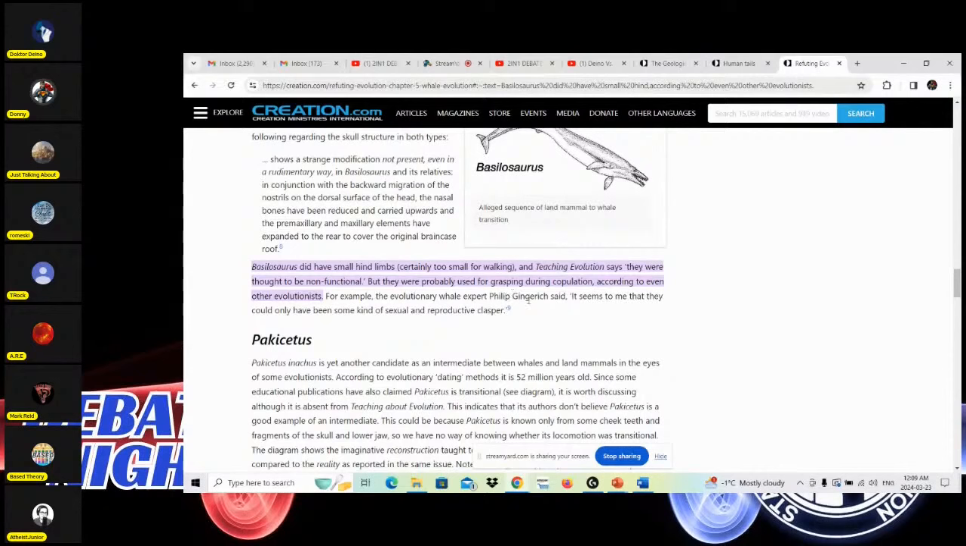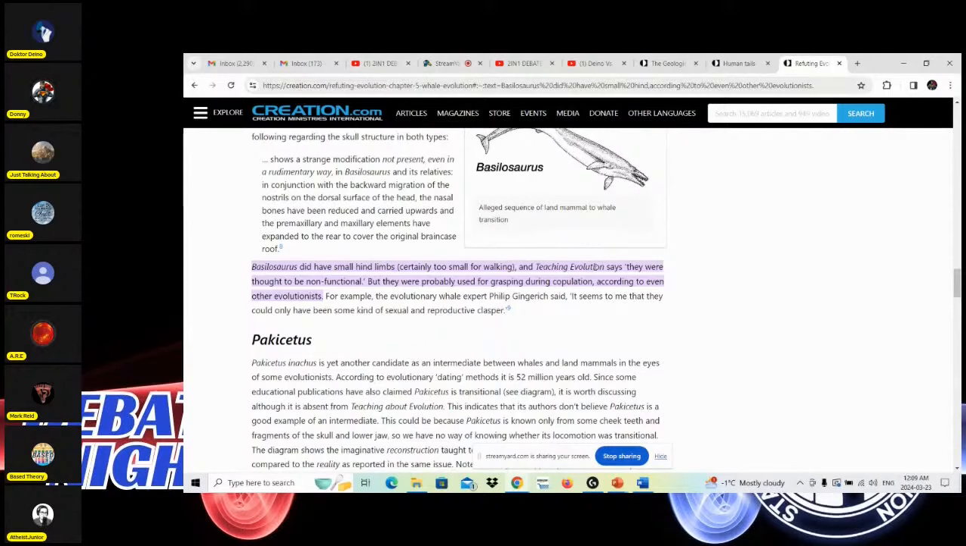And Philip Gingerich here, he says it seems to me that they could only have been some kind of sexual or reproductive clasper. Okay, well, you would say it's been repurposed from being hind limbs to now functioning in reproduction. We would say it's designed, its original function was for reproduction. So now it's agnostic. Okay, so that's my whole point.